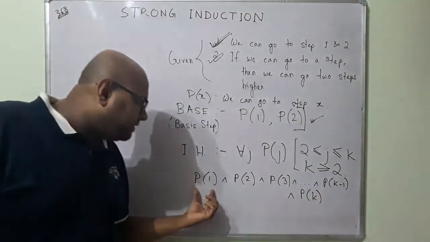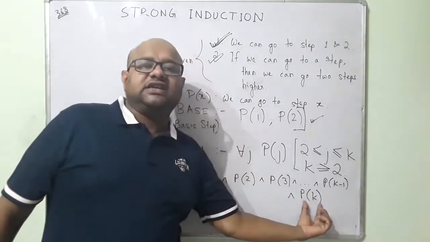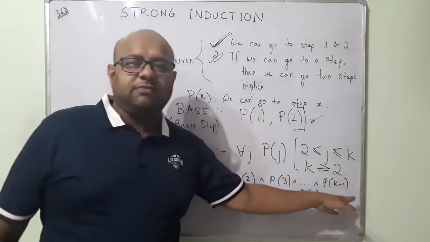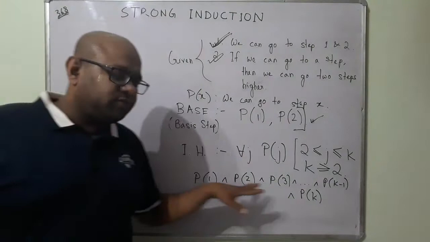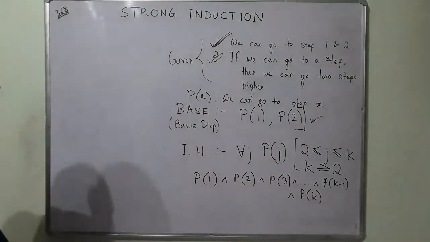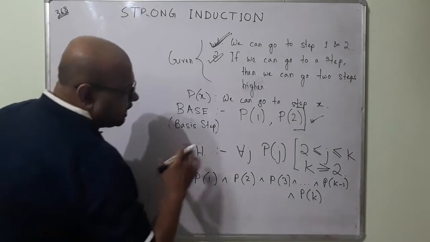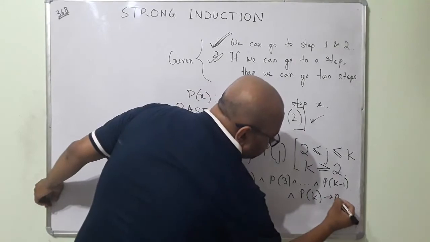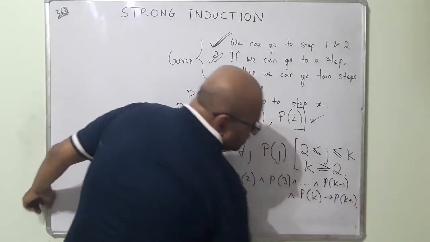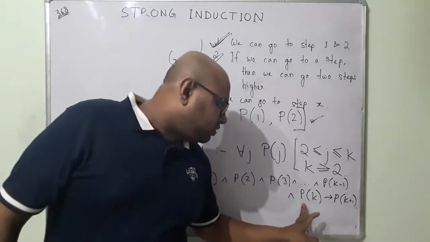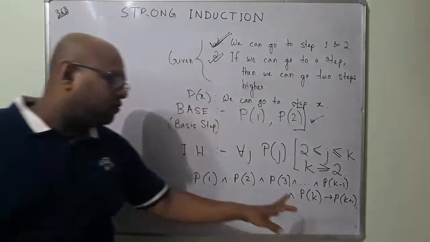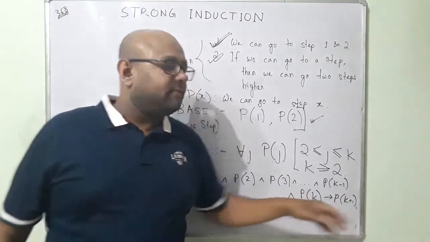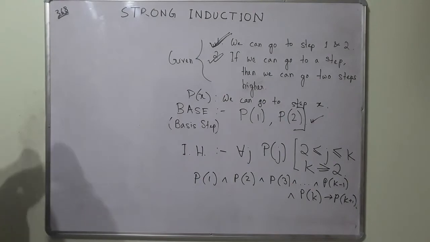Previously we assumed only the base case and this inductive hypothesis to be true, right? We did not assume all this to be true. So P of 3 up to P of k minus 1 we did not assume to be true. Now we are assuming that all of these are true. So in our inductive step we have to show that if all of these are true, then P of k plus 1 is true. Previously, what did we do? We showed that if P of k is true, then this is true. Now we are going to show that if all of them are true, then this is true. So let us try to show this.